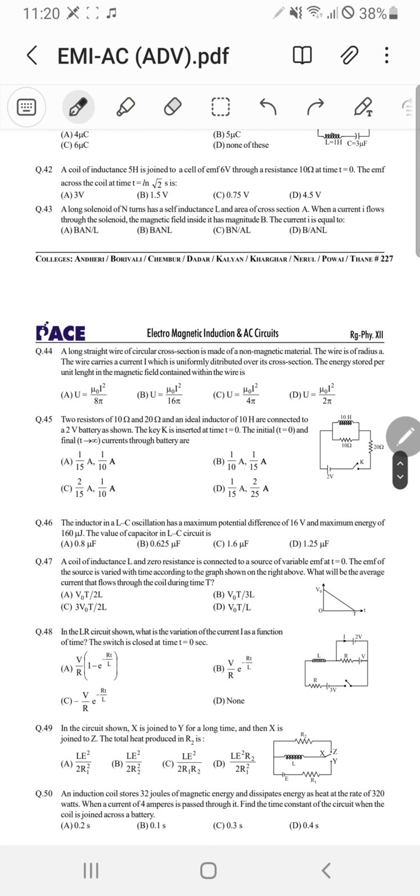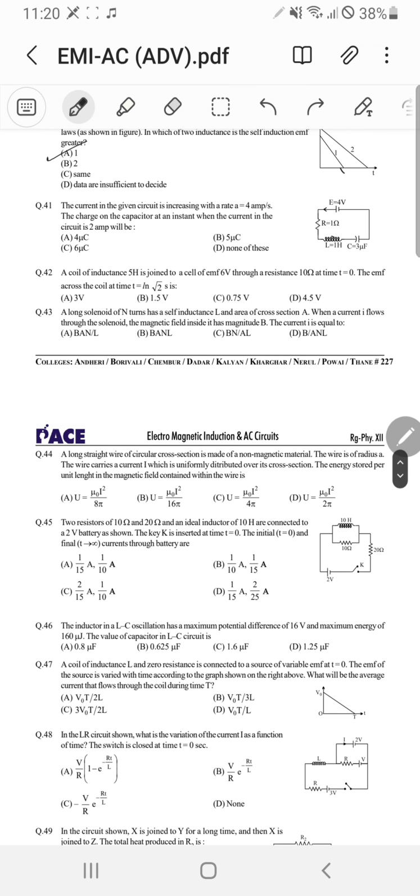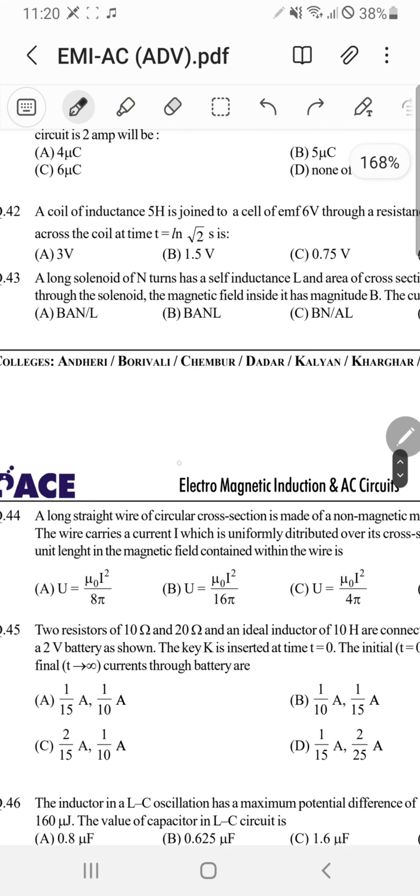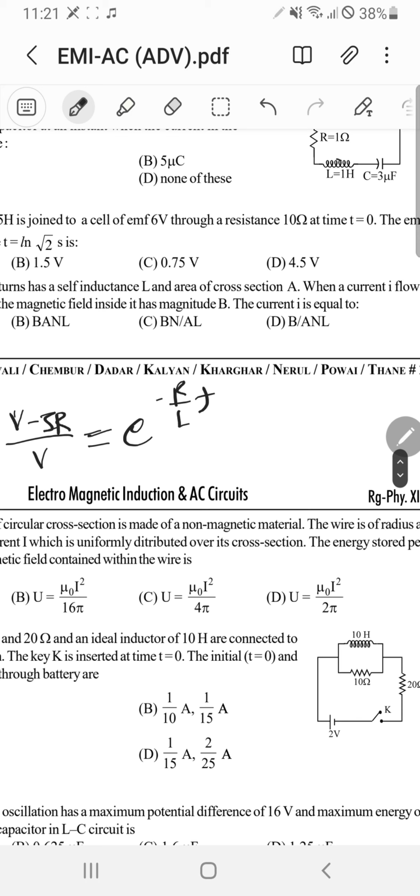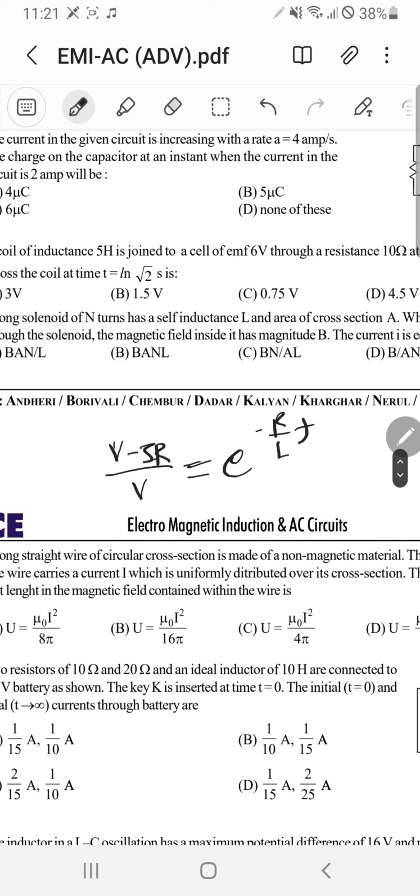All right, a coil of inductance 5 is joined to a cell of EMF 6 through a resistance 10 at time t equal to 0. The EMF across the coil at time t equal to natural log square root 2 is... so we know that, what was the thing? Yeah, it should be e power negative R upon L times t equals (V minus IR) upon V. That was the equation that we just got, right? Yeah, and just start putting things into that.